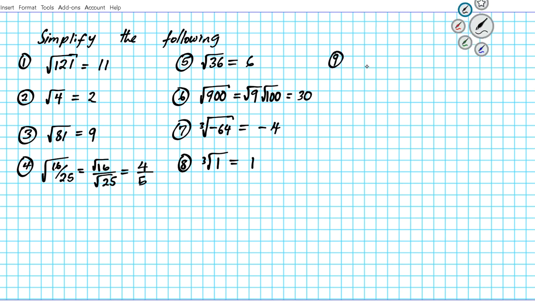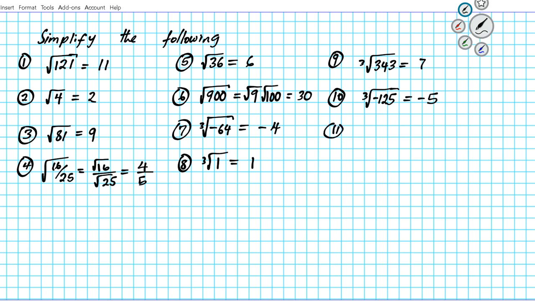Number 9, what is the cube root of 343? The cube root of 343 is 7, since 7 raised to the third power is 343. Number 10, what is the cube root of negative 125? Remember, 5 to the third power is 125. Now, since we're taking the cube root of negative 125, the negativity remains, so it's going to be negative 5, just as was the case with number 7.